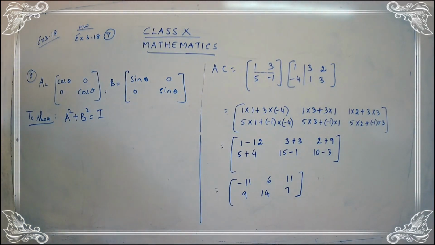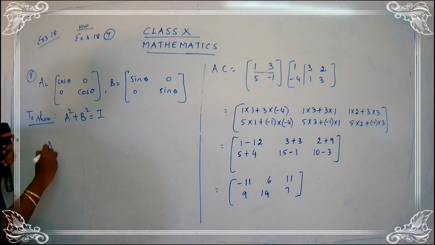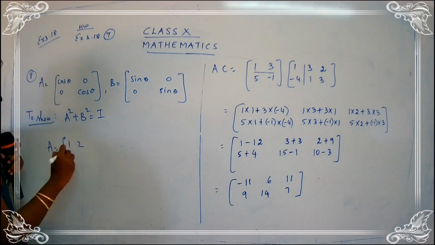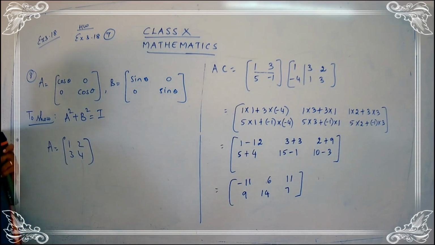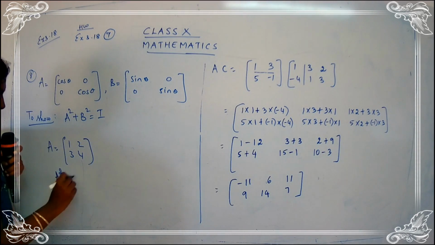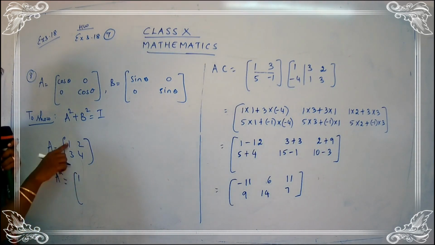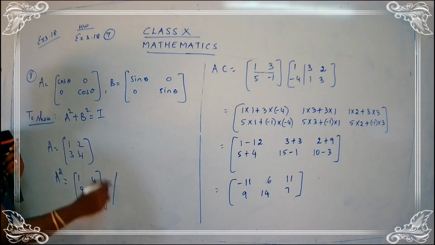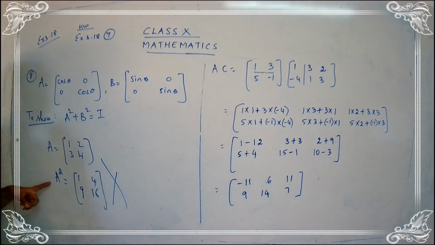Very simple. Many children make a common mistake: with A square, they will directly square each term. Suppose instead of a trigonometric function, I give you numbers, suppose A is 1, 2, 3, 4. If the question is to find A square, they will directly find 1 square is 1, 2 square is 4, 3 square is 9, 4 square is 16. This is completely wrong. We cannot find A square like this.